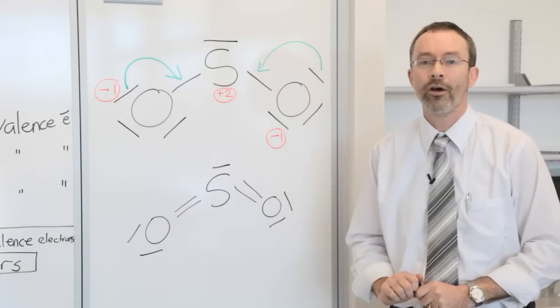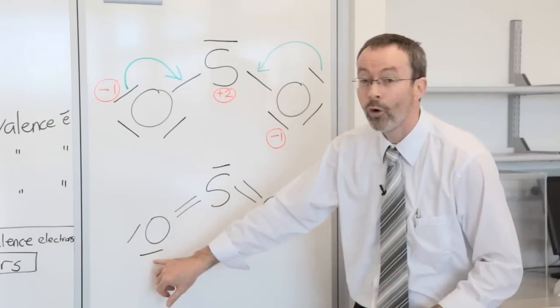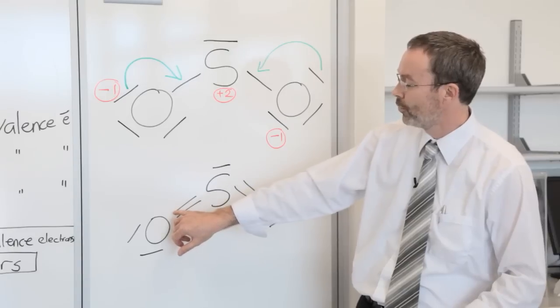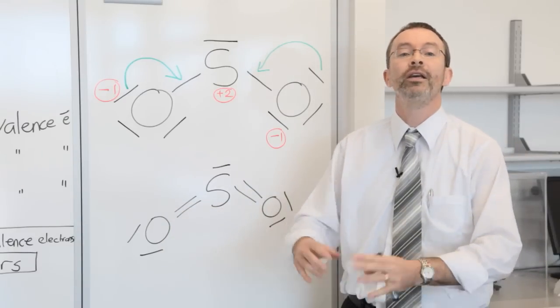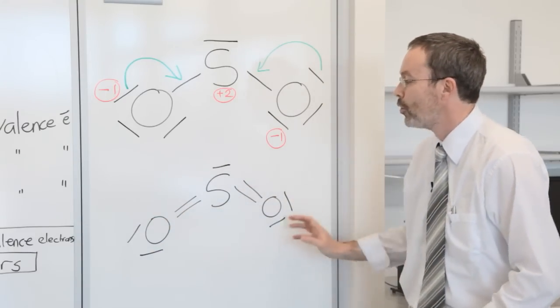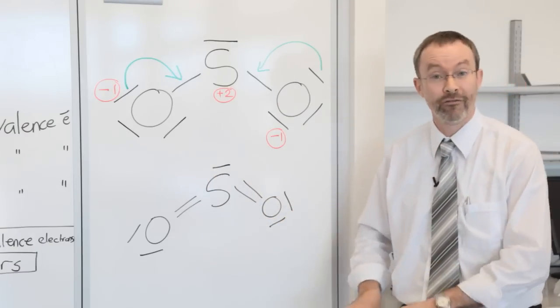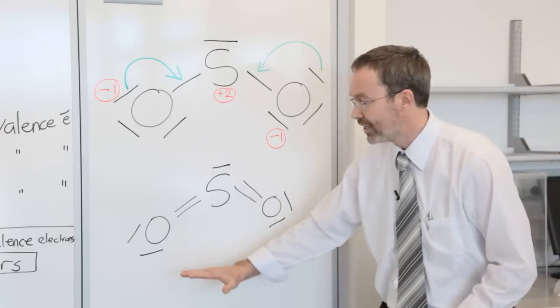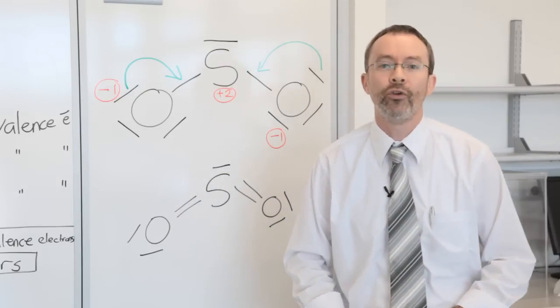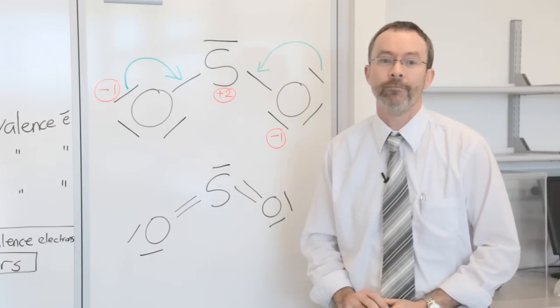Let's look at the oxygen atoms. We have 2, 4, 1 from this bond, 1 from that bond, which is 6. 6 minus 6 is 0, so we have a structure that has no formal charges on it. We have minimised the number of formal charges, and this is the predicted Lewis dot structure for sulfur dioxide.